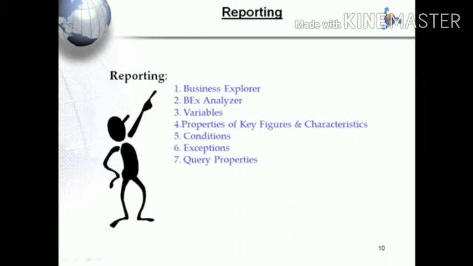And further, it is in the reporting section. In this reporting, there are mainly seven things. The first one is business explorer and business analyzer. Third one is variables. Fourth one is properties of key features and characteristics of business warehouse. And fifth one is conditions. Sixth one is exceptions. And seventh one is query properties.